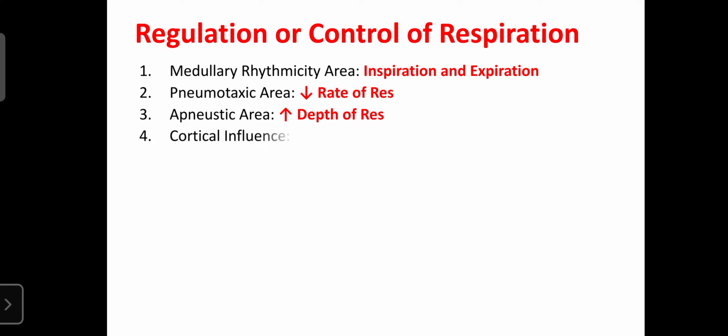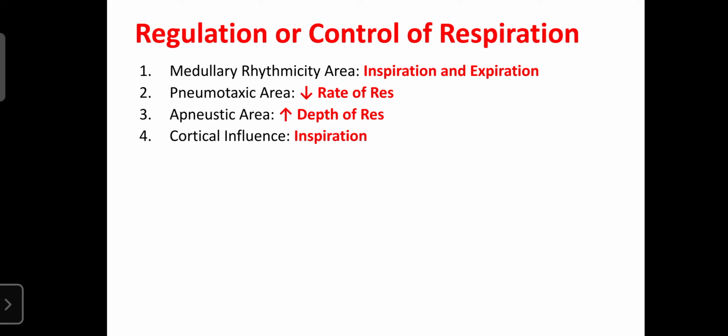Next one is the cortical influence, the cerebral cortex. With the help of stimuli from the cerebral cortex, it also influences inspiration, because the cerebral cortex is involved in the integration of messages that come from the organs or different parts of the brain. Integration means finding the solution to whatever problems or changes arise in different parts of the body. With the help of sensory neurons it integrates that and sends it to different parts of the brain as well as to the organs.